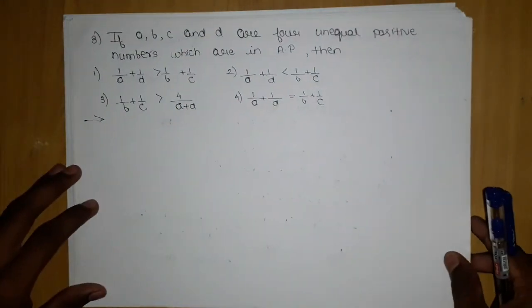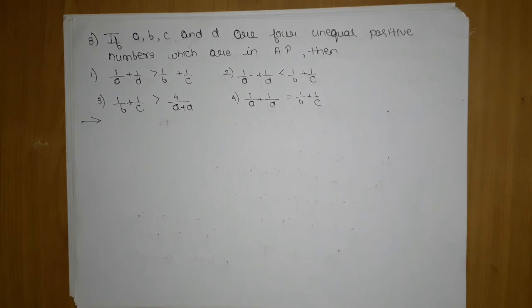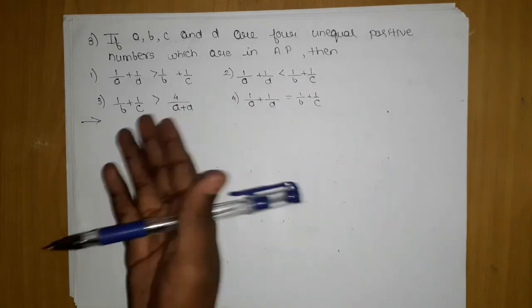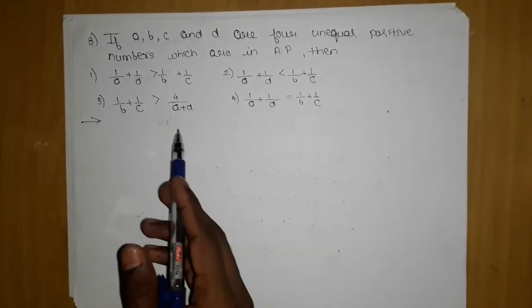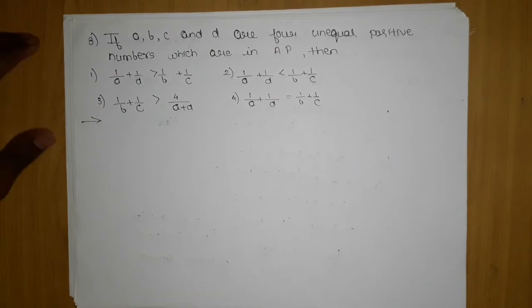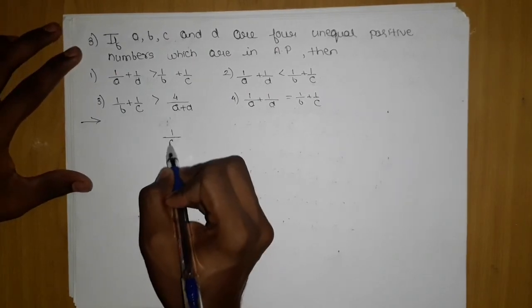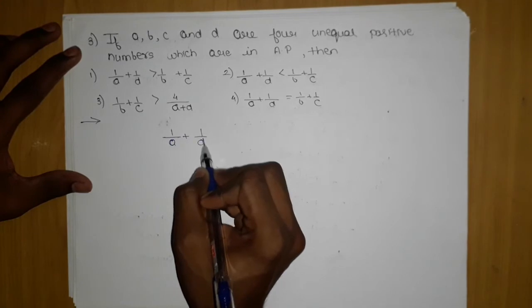The next question is question number 3: a, b, c and d are four unequal positive numbers which are in AP. Then, four options are given: 1/a + 1/d is greater than 1/b + 1/c, and the others are greater than or equal to variants, and the third option is 1/b + 1/c greater than 4/(a + d). This question we have already done, but I am going to do it again.